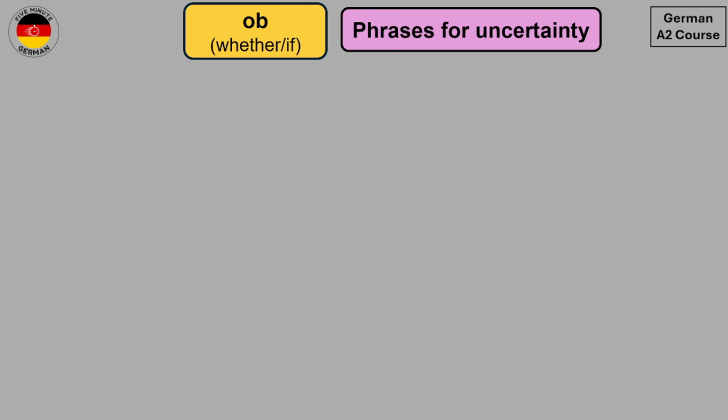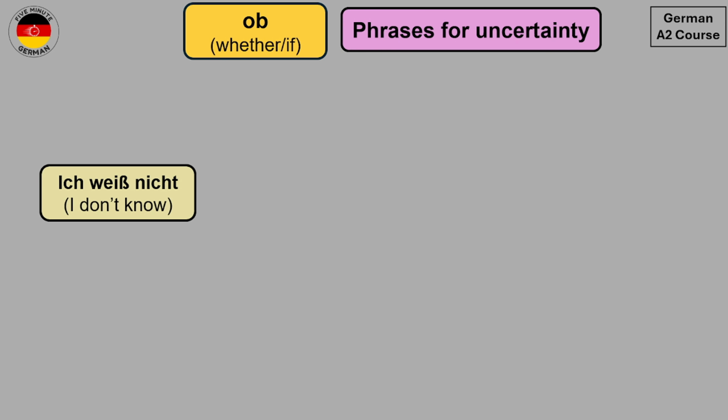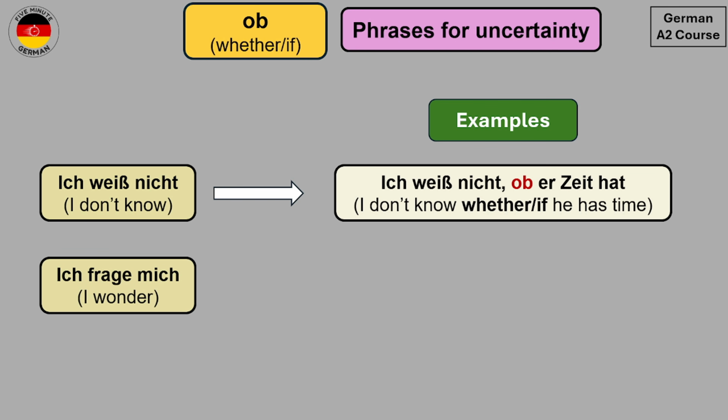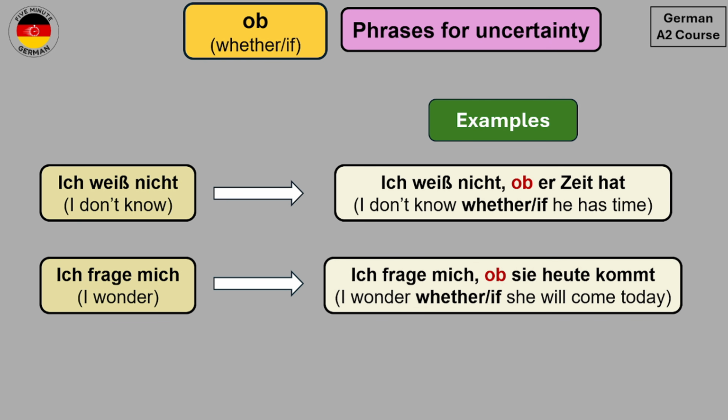So the first phrase is Ich weiß nicht, which means I don't know. And we already saw an example for this, which was Ich weiß nicht, ob er Zeit hat. I don't know whether or if he has time. Then we have Ich frage mich, which means I wonder. And an example with this will be Ich frage mich, ob sie heute kommt. I wonder whether or if she will come today.